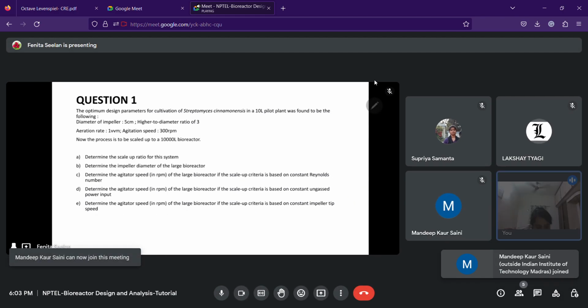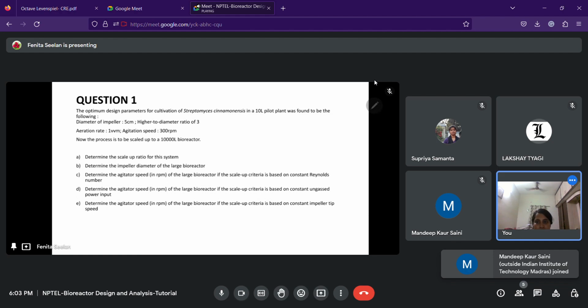and the height to diameter ratio is given as 3. Aeration is given as 1 VVM. The agitation speed is around 300 rpm. Now the process is to be scaled up to a 10,000 liter bioreactor. You are asked to determine the scale-up ratio for the system.